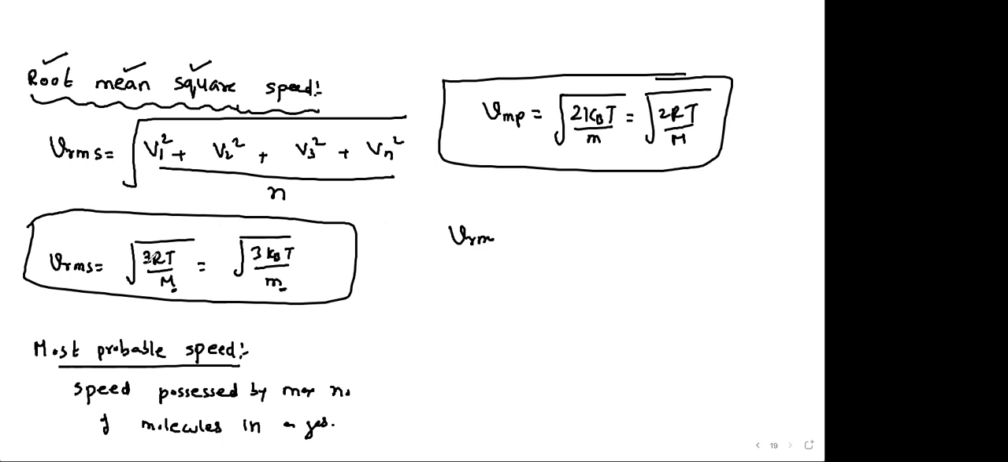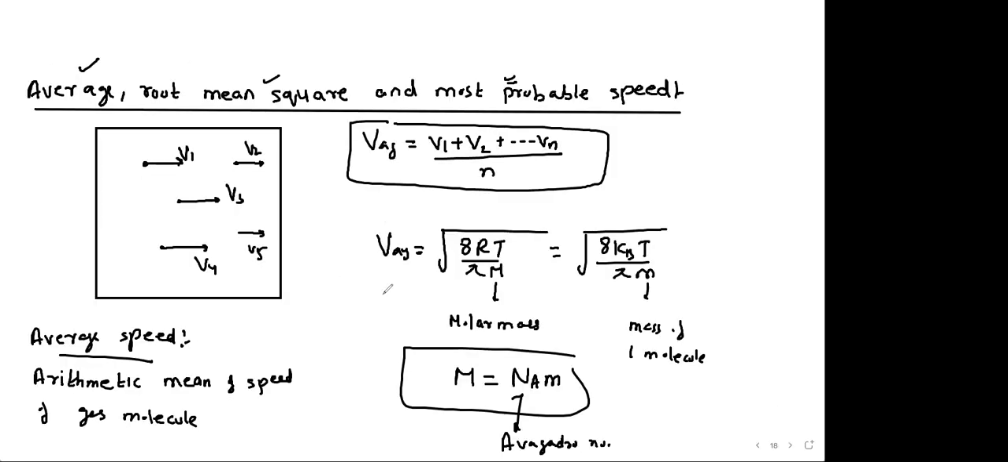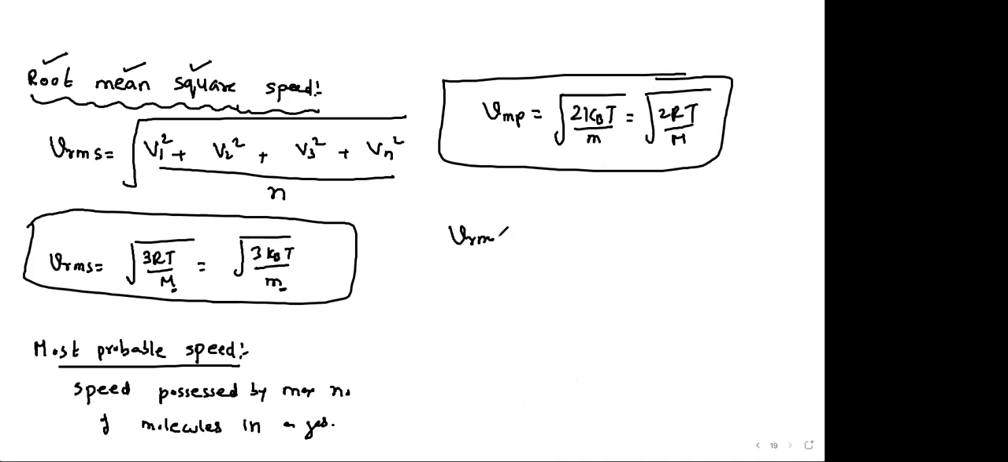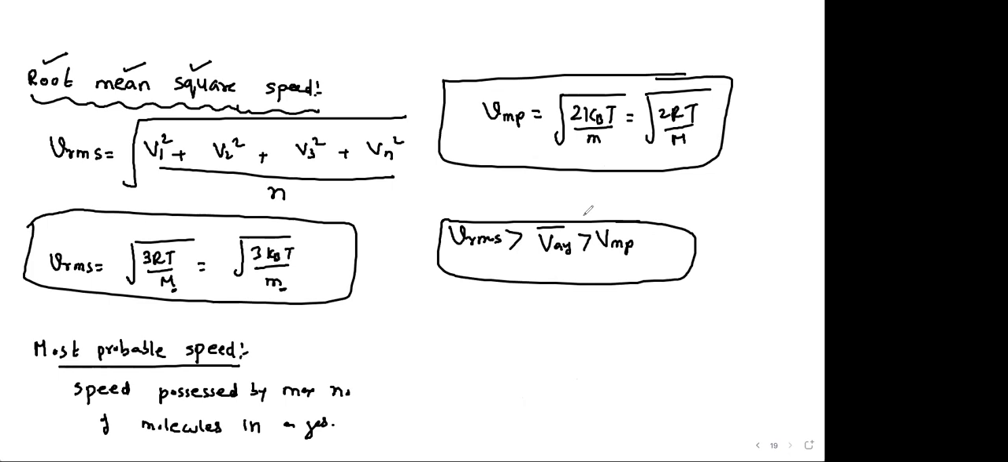If you compare them, this is root 3, this is root 2, and this is root 8 by pi. Root 8 by pi means 8 by 3.14. So V RMS is the maximum, then you have V average, and the minimum is the most probable speed. That's it. Always remember this relation, it is a 1-mark question.